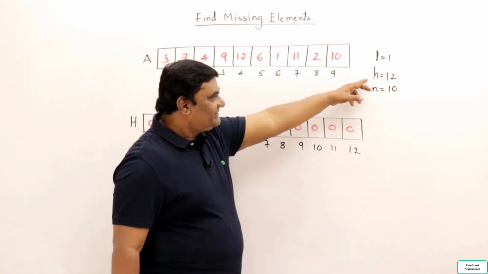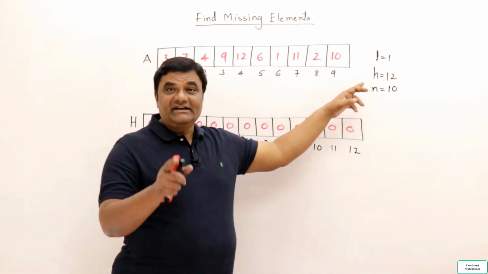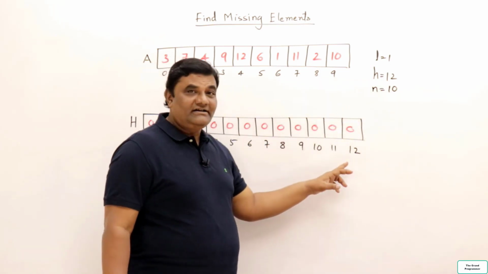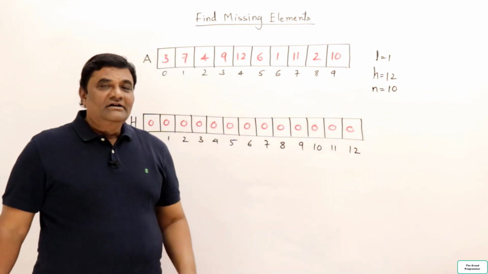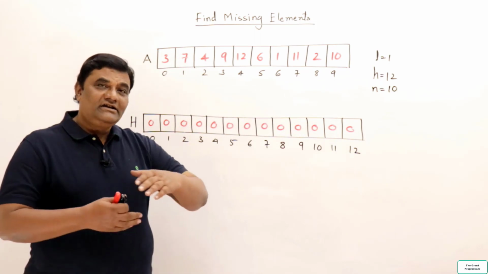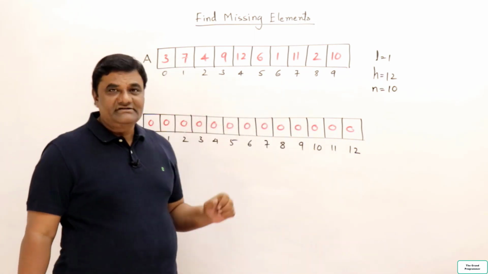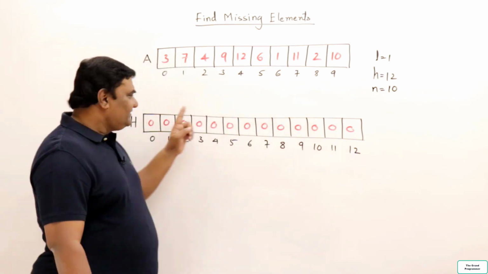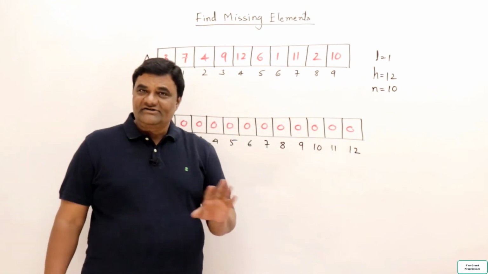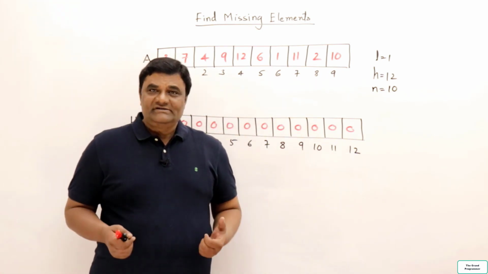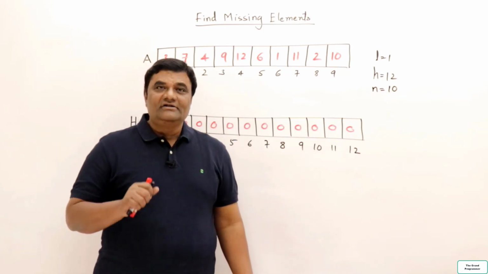The last index h is 12, so the maximum element is 12, so I have taken an array till 12. So first of all, take an array equal to the size, that is the maximum element you have in the sequence. Then initialize the array with 0. Okay, initialize. Now what to do with this? I'll show you the procedure.